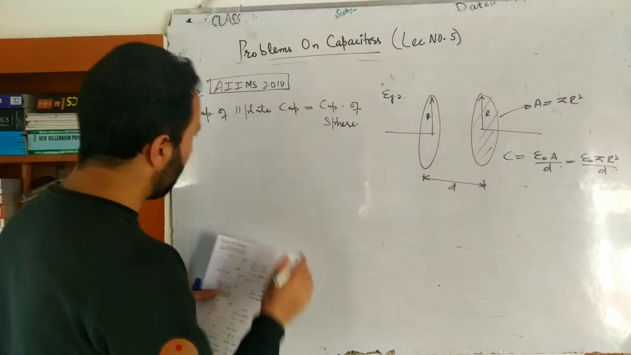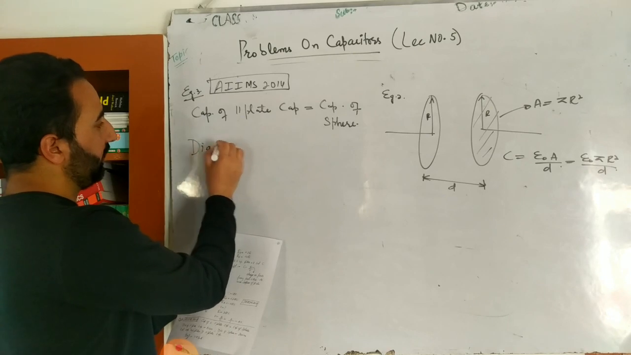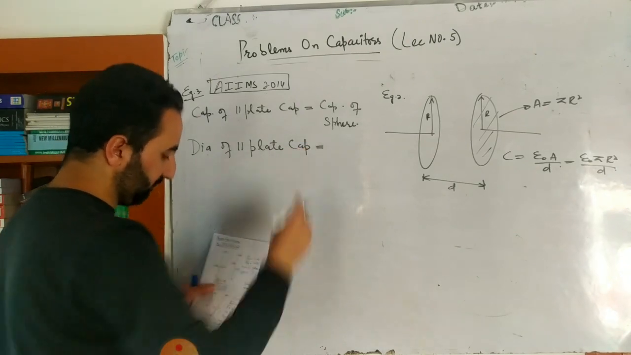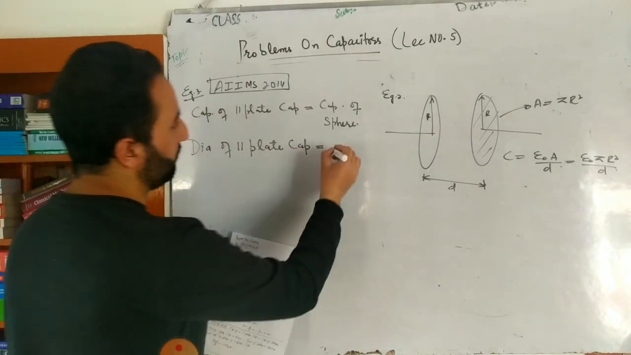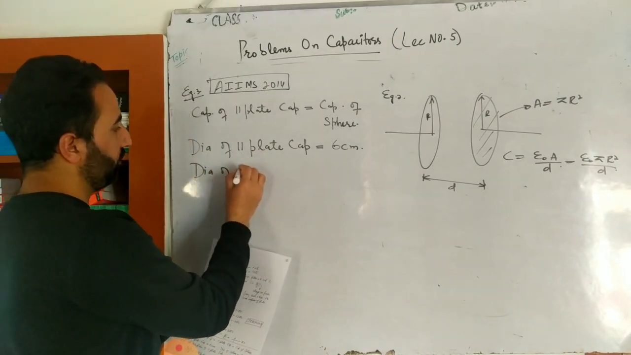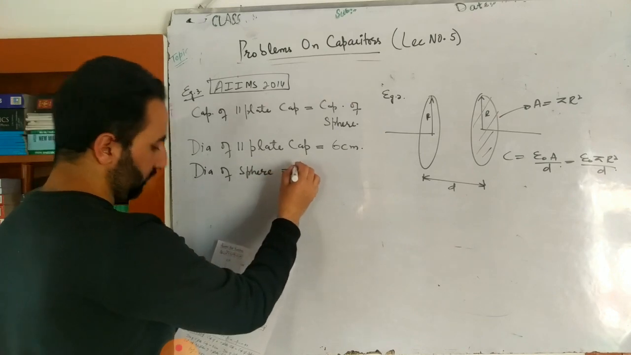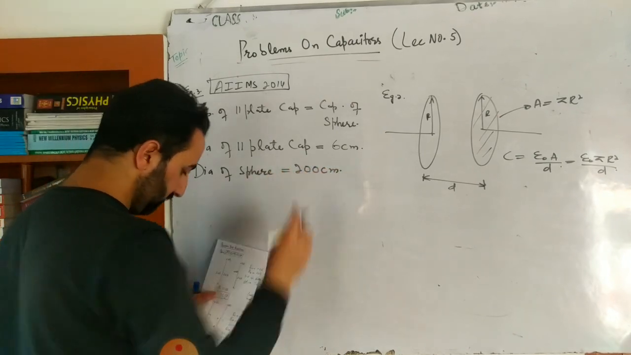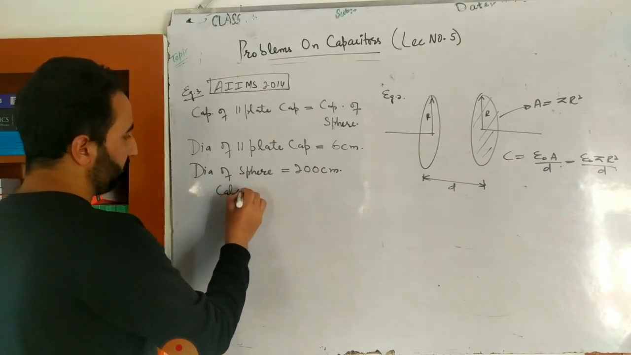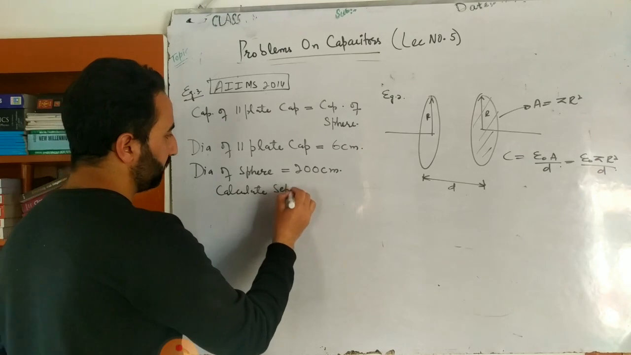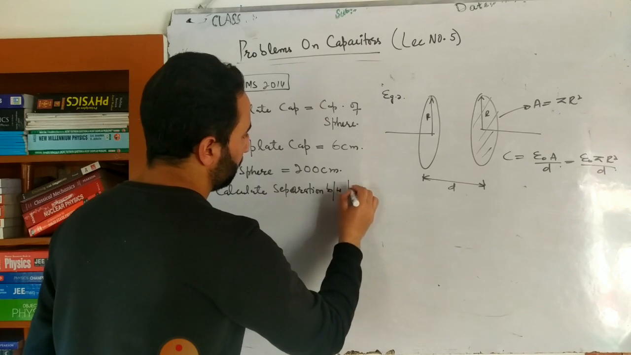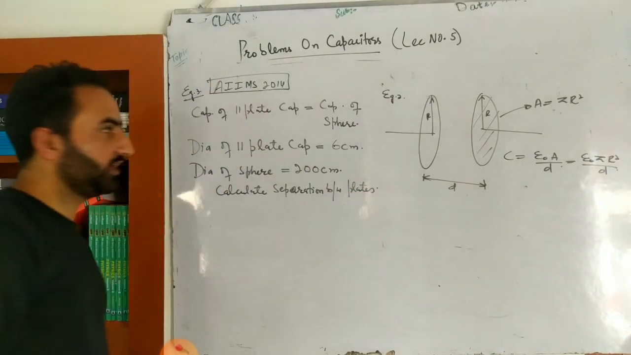The data is like this: the diameter of the parallel plate capacitor is given to you, it's 6 centimeters. The diameter of the circuit is also given to you, that is equal to, sorry, 200 centimeters. Now the question is to calculate the separation between the plates. This is the question.